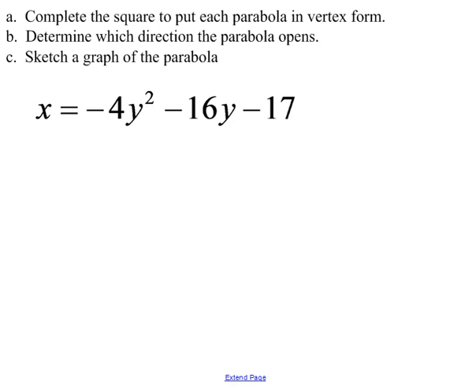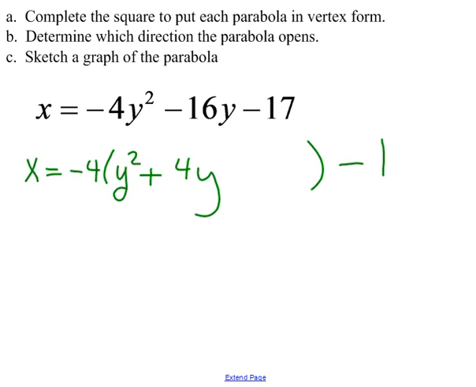All right, first thing I'm going to do, take out the -4. If I take out the -4, this becomes +4y. Again, I leave myself an open parenthesis, and I write -17. All right, then I take half of my new b, so half of 4, and I square it. Well, half of 4 is 2, squared is 4, so I add 4, I subtract 4.